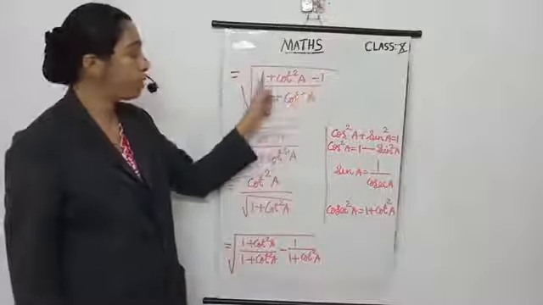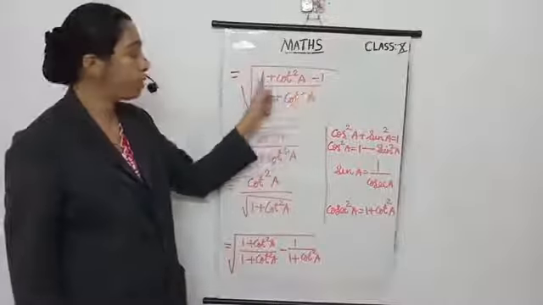Next, tan A. Tan A is equal to 1 by cot A. So tan A we write in terms of cot, like 1 by cot A. This relation we already learned. So this is the answer, tan A equal to 1 by cot A.